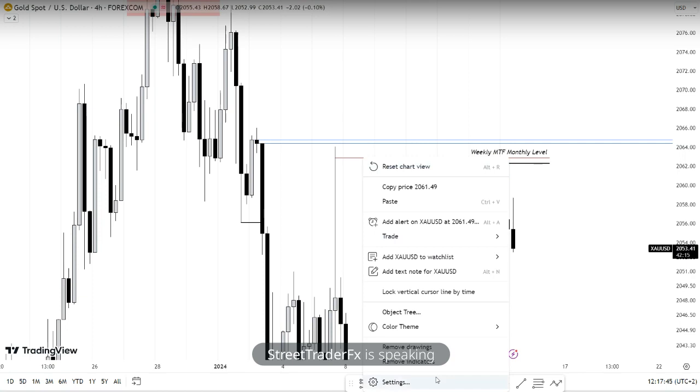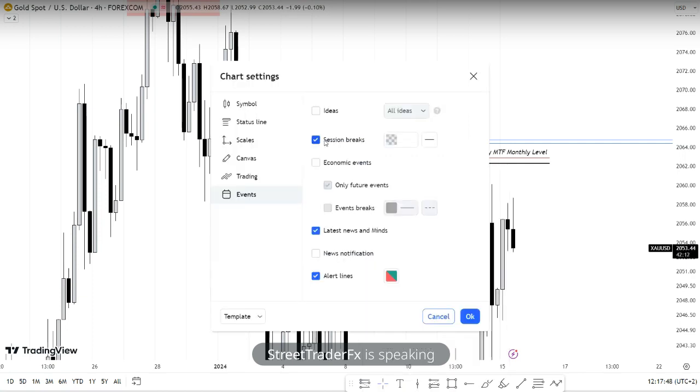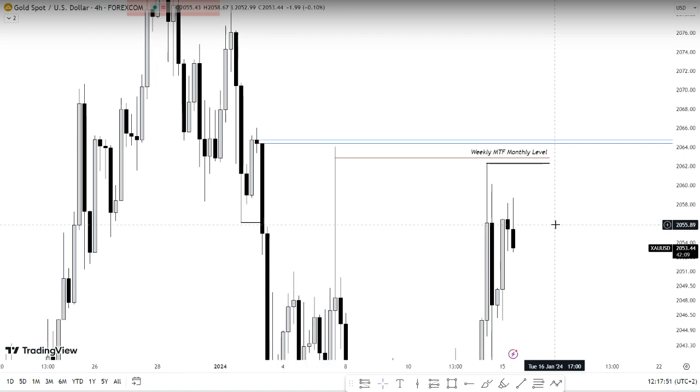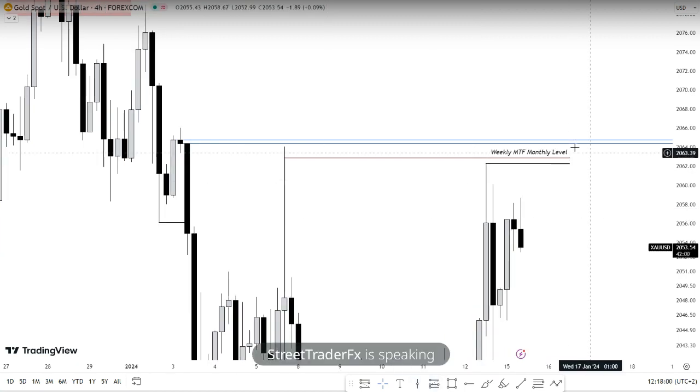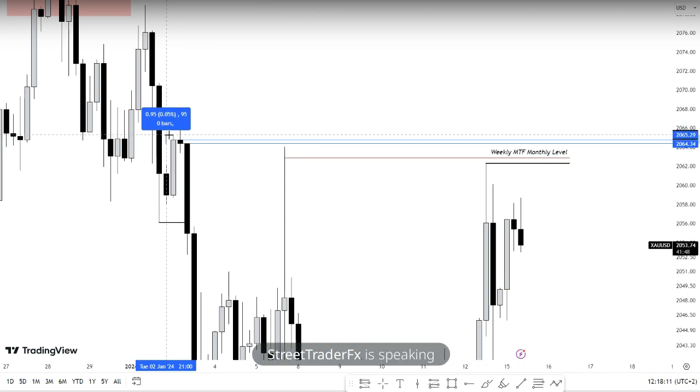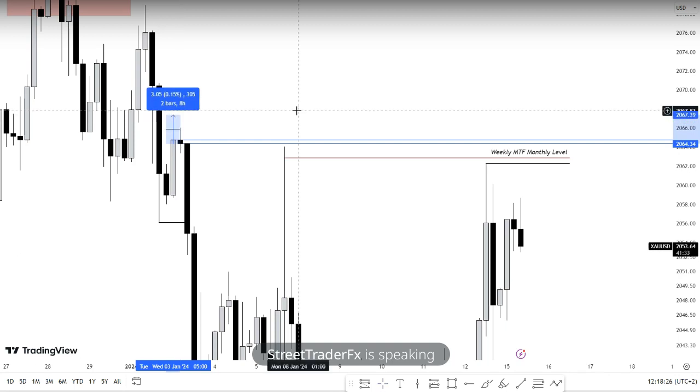So let me just quickly remove the session breaks. I'm going to bring them back one more on the 1 hour. So what I then like to do, I like to estimate where my stop loss is going to be. Let's see, 2, 4, 2, 6. Okay, fine. 6, 4, 7. Okay, 30 pip stop is probably going to be around here. I think so. 30 pips is probably going to be around there.